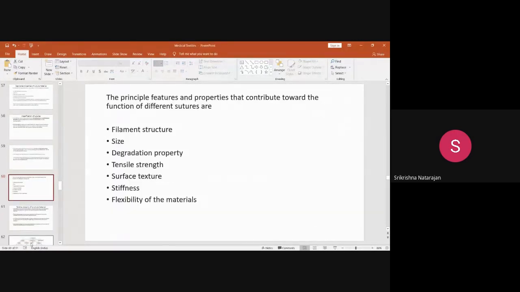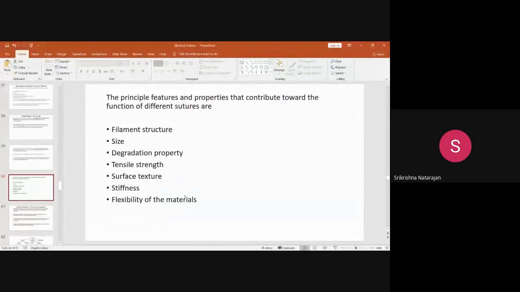And there are other important properties and features that contribute to the function of different sutures, like filament structure. What is the structure of the filaments, whether it is a monofilament or a multifilament, and what is the size of the suture. There are different sizes available in suture materials. And degradation property: how it will degrade, how much time it will take to degrade, whether it is a bioabsorbable or non-bioabsorbable suture.